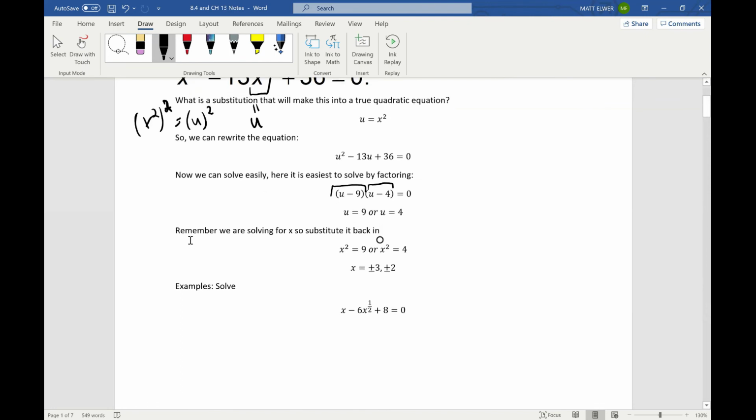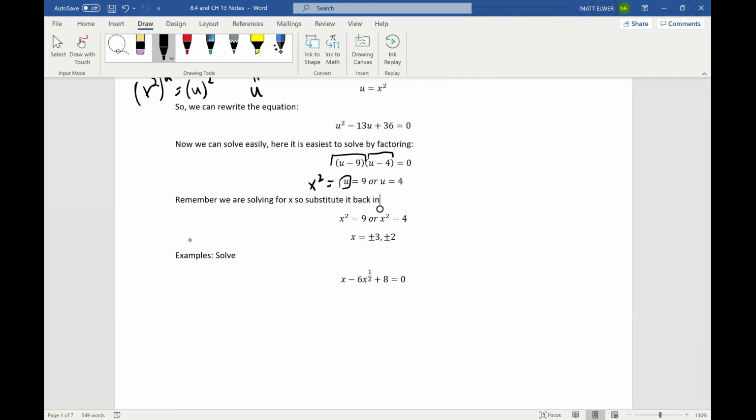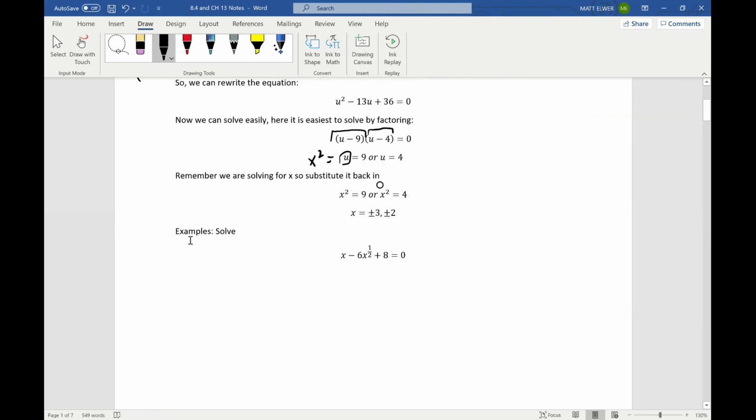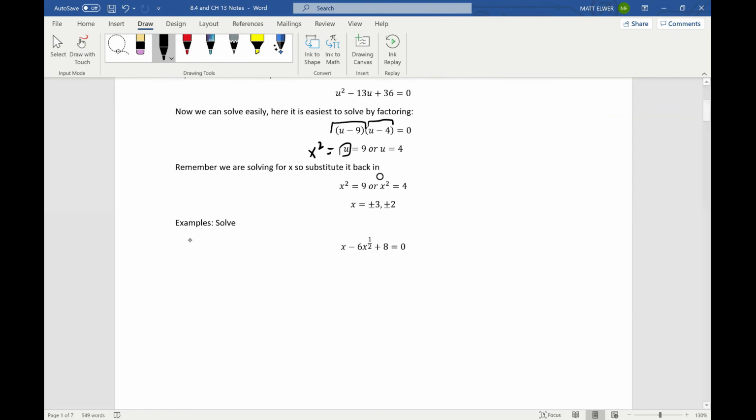And then after we know that, we can substitute back in because we know what u is equal to. It's equal to x squared. So now we get x squared is equal to 9 or x squared is equal to 4, right? And then the easiest thing that we can do to solve for that: if we have x squared is equal to 9, we can take the square root on both sides. So we get x is equal to, and whenever we take the square root, we have to take the positive or negative case of the square root, right? So the square root of 9 is 3.